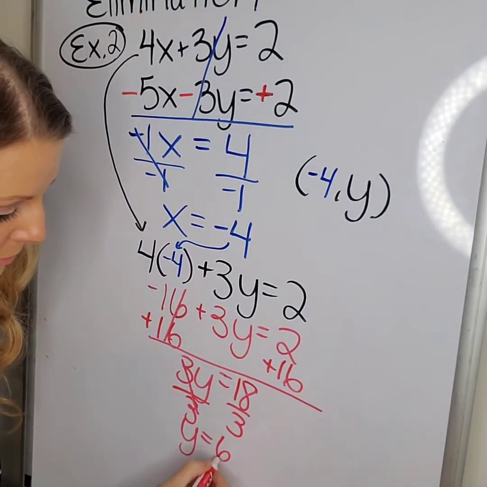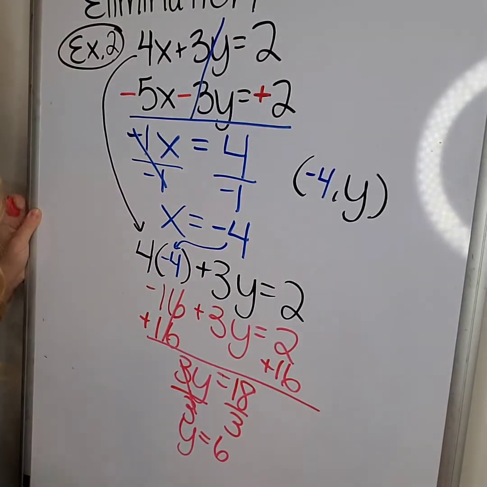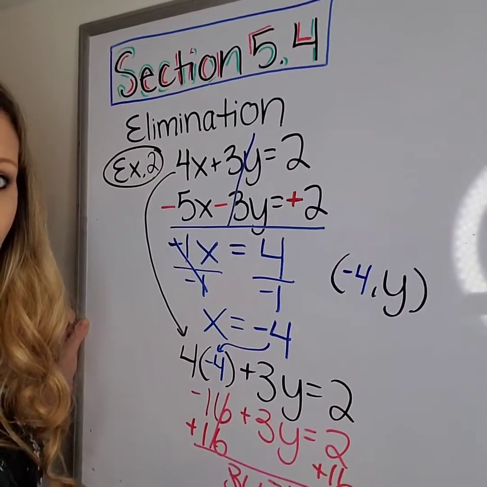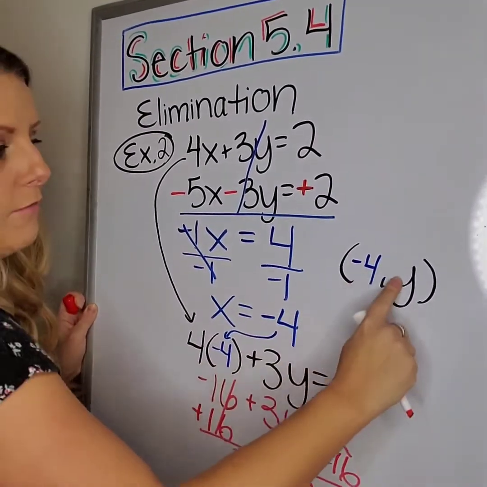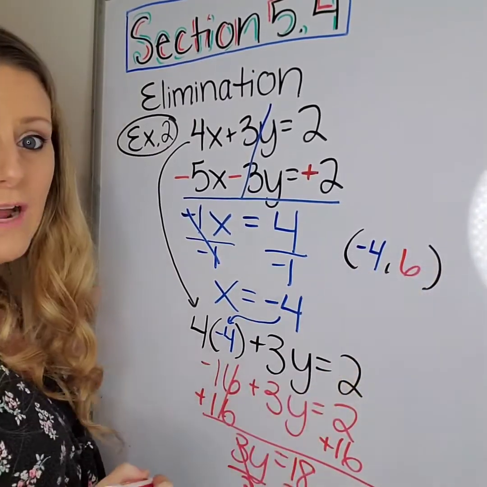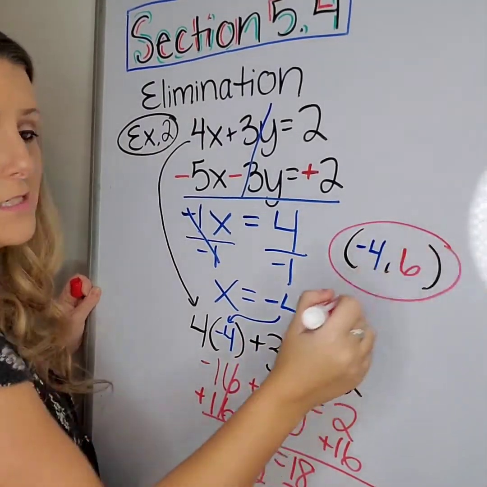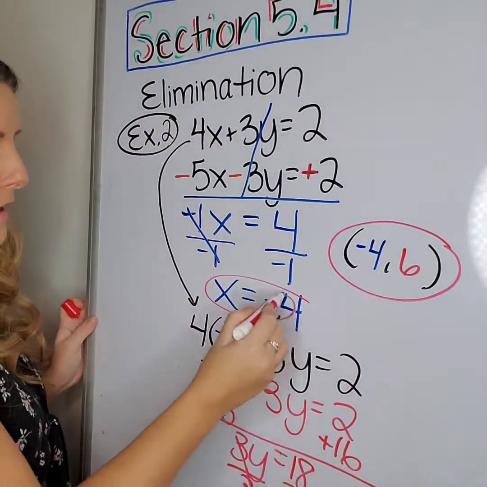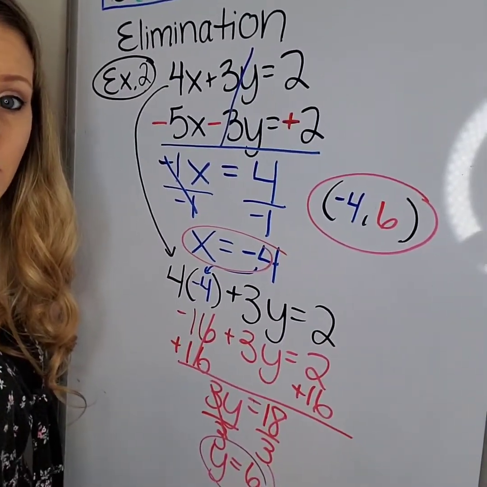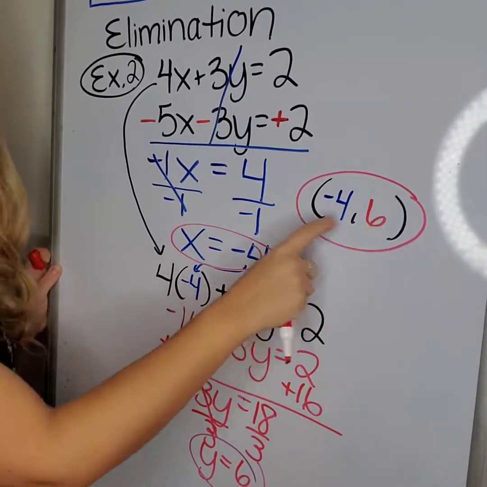18 divided by 3 is 6. So our answer is not 6, but part of our answer is 6. So y, let me go back up. I'm going to get rid of the y here and replace it with the 6 I just found. This is my answer. I need both the x and down here the y. Okay, I need both parts for my answer.